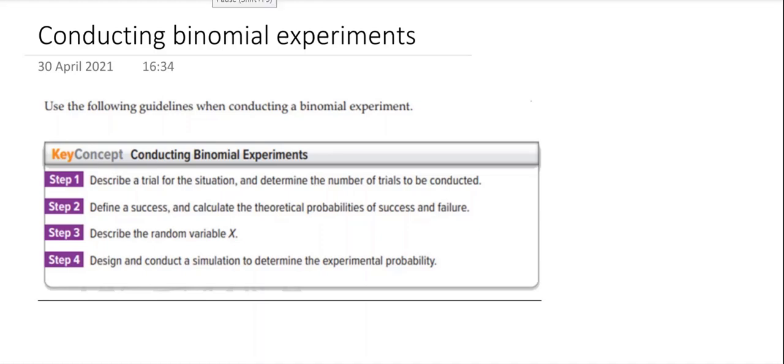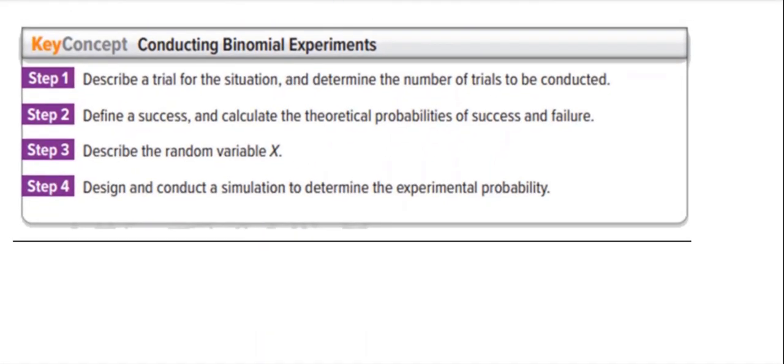So when we're conducting binomial experiments, we need to follow the guidelines below. Step 1, describe a trial for the situation and determine the number of trials to be conducted. This is going to be n, our number of trials. Define a success and calculate the theoretical probabilities of success and failure. So success will be little p, and failure will be q.